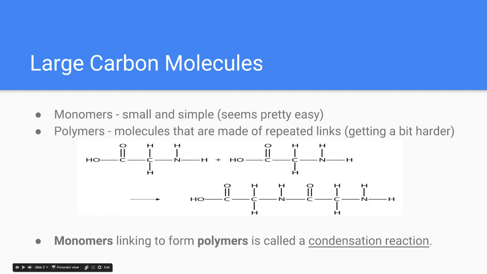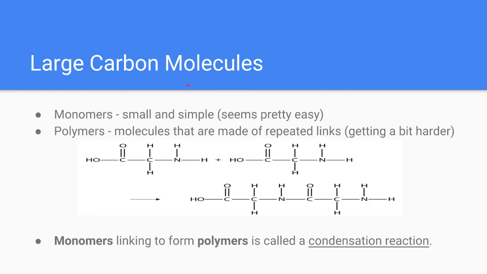Now we have large carbon molecules. They are divided into three different types of molecules. First of all, we have a monomer, which is the smallest and the most simple. Then there are the polymers, which are molecules that are made of repeated links. As you can see, that is the polymer on the bottom, and monomers linking to form polymers is called a condensation reaction. You can see here is a monomer, and here is another monomer, and they link together to form this larger polymer. So that is a condensation reaction.